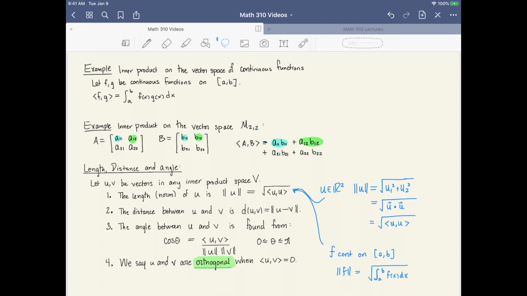In the video that follows this, we're going to be working through some computational examples where we calculate things like length and distance and angle in vector spaces that we don't normally deal with.